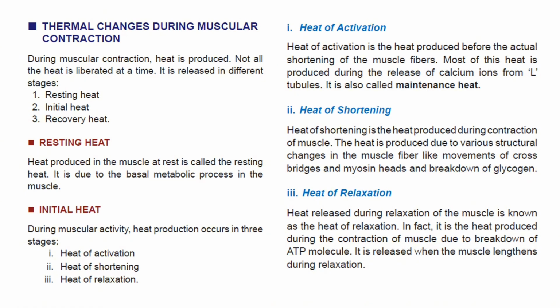Number 2 is heat of shortening. This is the heat produced during the shortening of muscle fiber. It arises from structural changes in the muscle such as the movement of cross bridges, the action of myosin heads, and the breakdown of glycogen for energy. Number 3 is heat of relaxation. This heat is released during the relaxation phase as the muscle returns to its resting state. It is primarily produced during the breakdown of ATP and is released as the muscle lengthens during relaxation. And the last one is recovery heat. We will discuss this in the next slide.